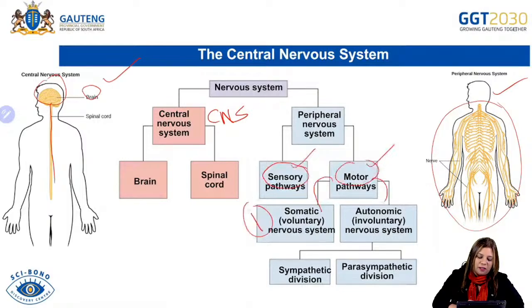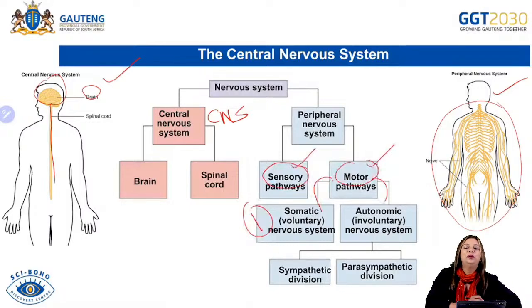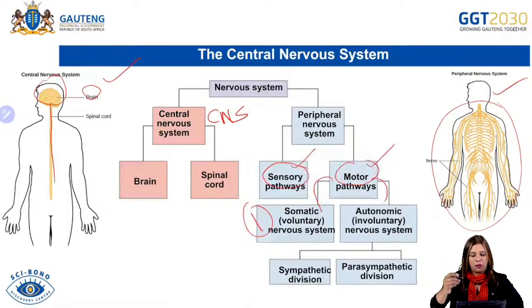So the first one is the voluntary or the somatic nervous system. A voluntary nervous system is one where you are in control of it. So if I decide I'm going to keep quiet, I'm keeping quiet. It's hard for me to keep quiet sometimes. But yes, if you decide you want to walk from one end of the room to the other, you think about it, you are in control. That is your voluntary nervous system.